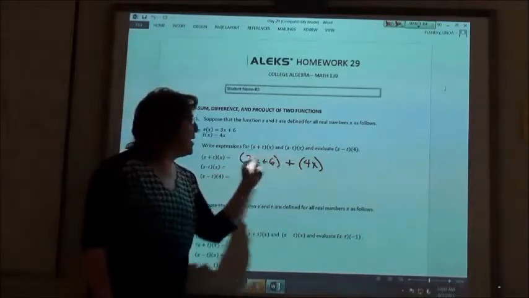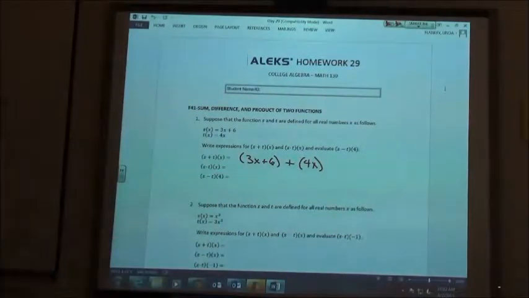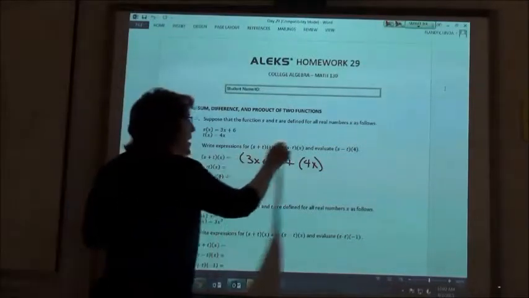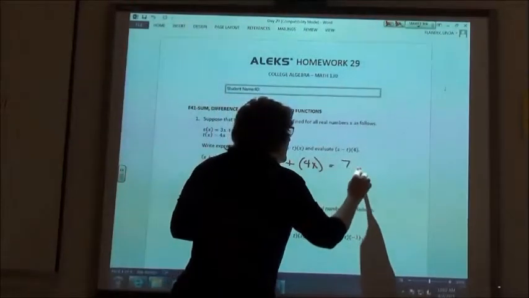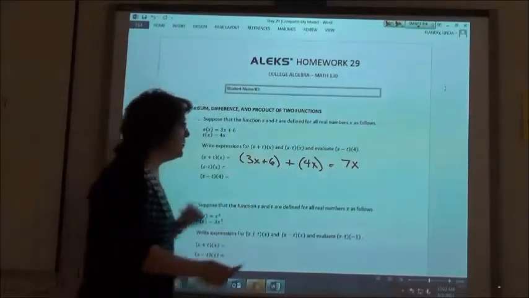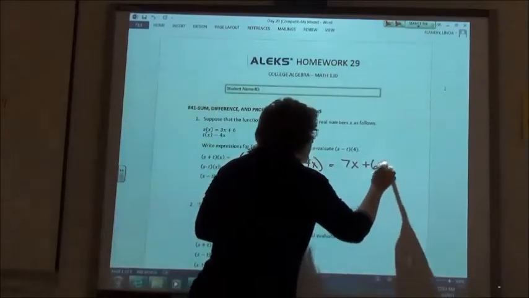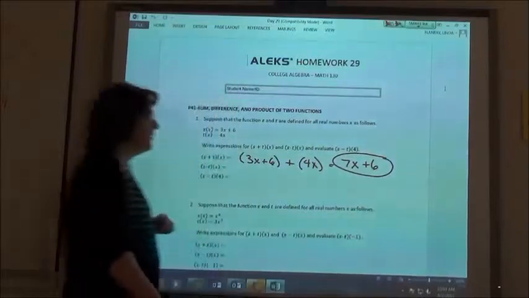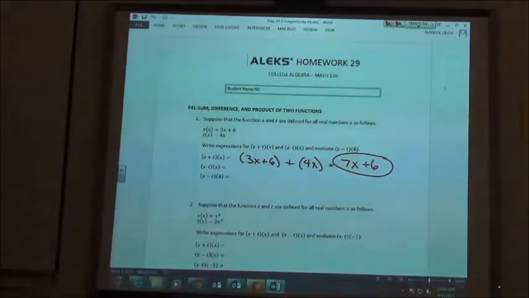Now since I'm adding, I'm just going to add up my like terms. Which ones there are like terms? The 3x and 4x. So I'm going to add the 3x plus the 4x, and I'm going to get 7x plus the 6 then. That's just going to be my answer then.